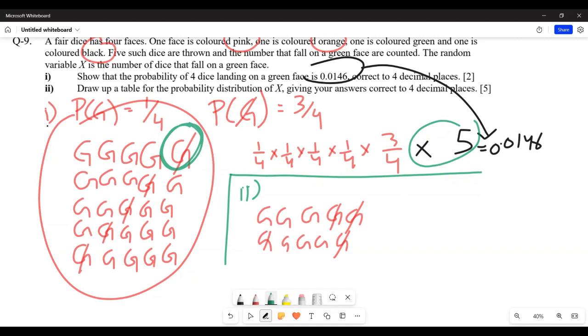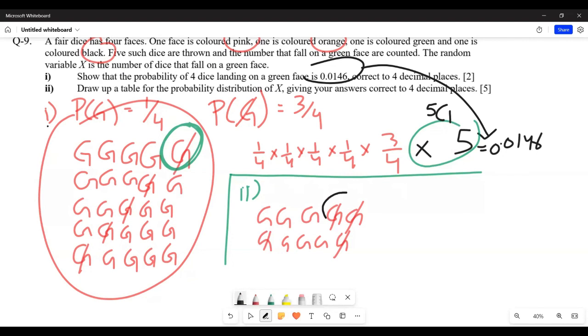One non-green dice, and there are 5 possible positions where this non-green dice could land on. So that would be 5C1. Instead of 5, I could have written 5C1, and that would have given me 5 as well.